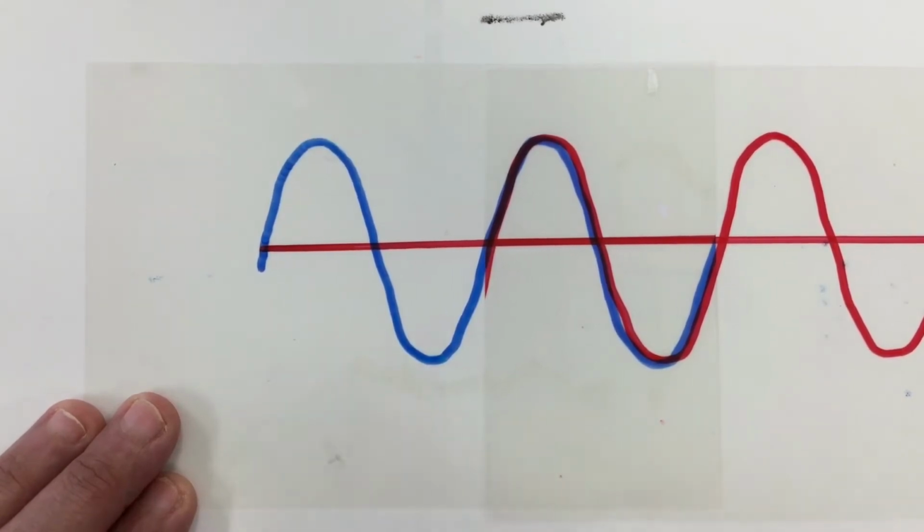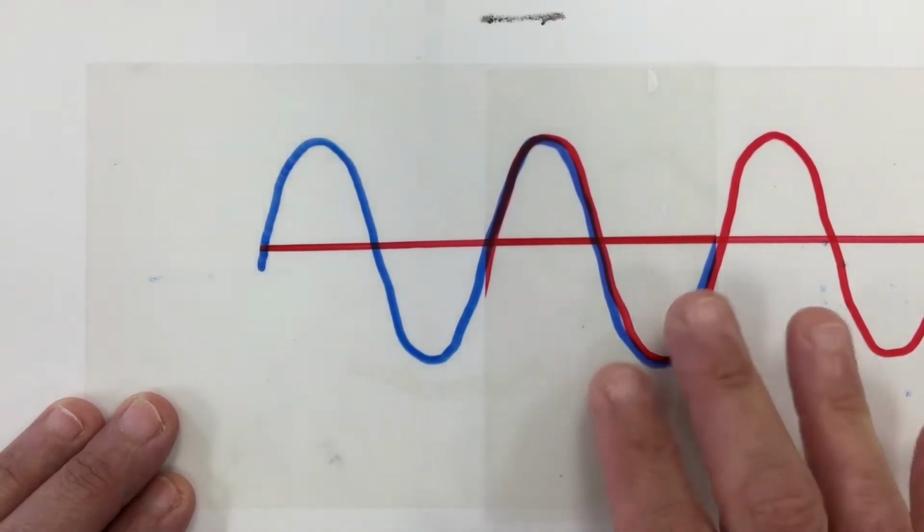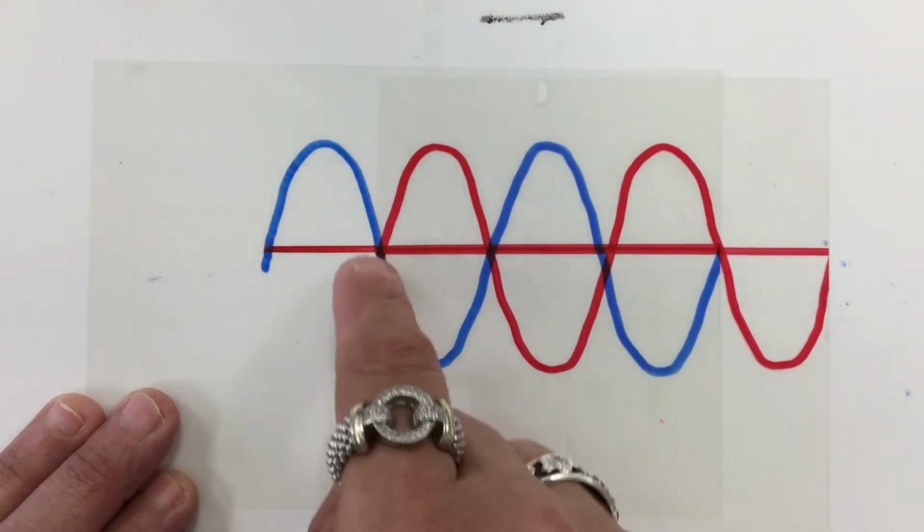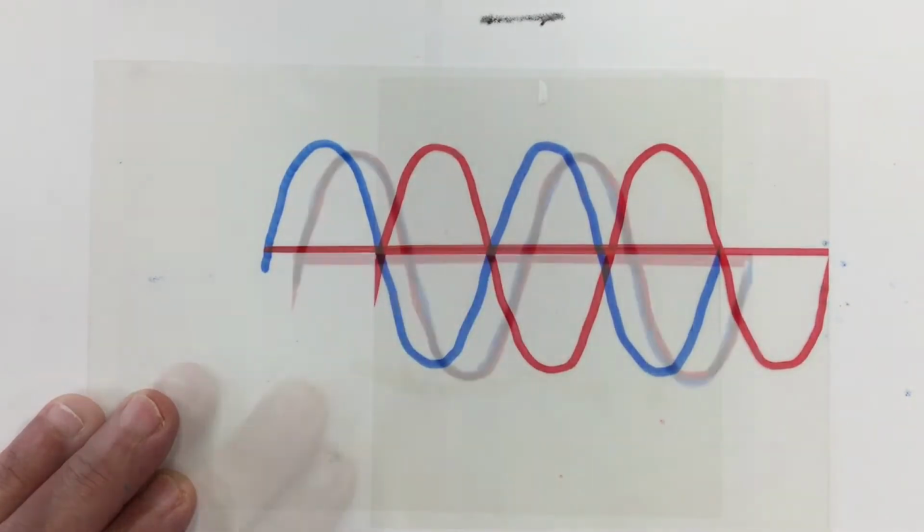The phase difference in this case will be 360 degrees. The phase difference right here will be 90 degrees, or as path difference, half of a wavelength. One is ahead of the other.